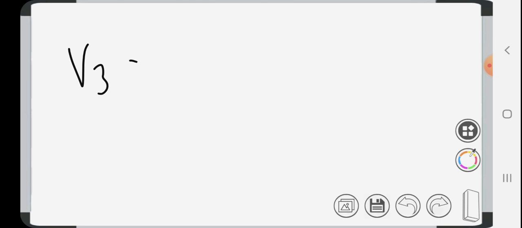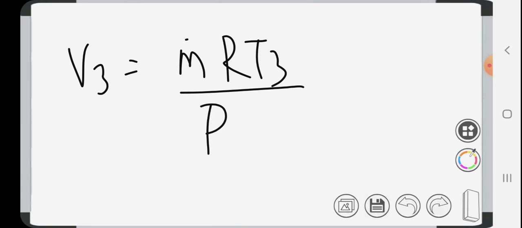Similarly, V3 is nothing but m dot R T3 by P3. So P3, T3, R, m dot, everything is known. M dot is 13.2 itself. So you will get V3 as... sorry, actually we have to calculate V4, right?